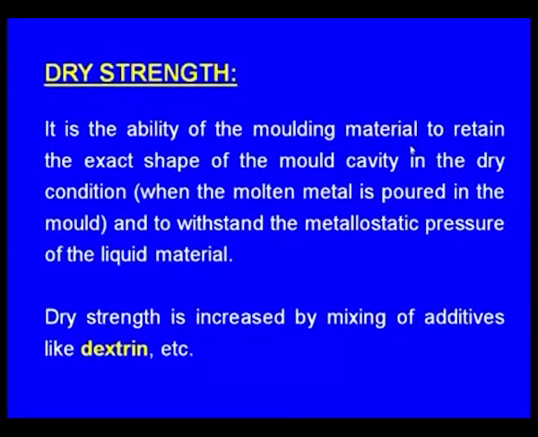But a good molding sand should possess the strength even in the absence of the moisture. This is known as the dry strength. So, it is the ability of the moulding sand or the moulding material to retain the exact shape of the mould cavity in the dry condition when the molten metal is poured into the mould, and to withstand the metallostatic pressure of the liquid metal. In the absence of the moisture, it should retain the same shape, and also it should withstand the metallostatic pressure of the liquid metal.